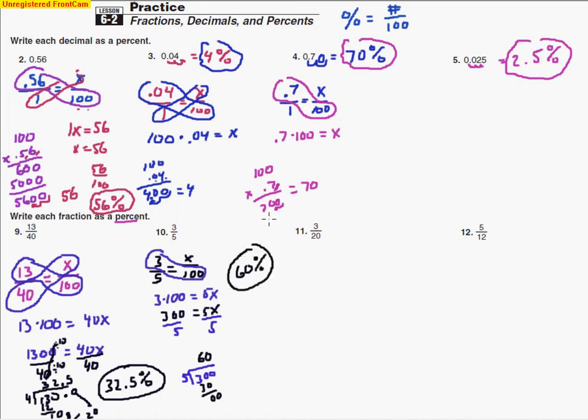So that's all you're doing on these problems, is setting up a proportion and solving. So let's do another one here. We've got 3/20. So I set that one up. 3/20 equals my percent, a number over 100. And once I find x, I've got my answer. So let's go ahead and set up our multiplication problem here. Cross multiply, we've got 3 times 100, which is 300, and this all equals 20x.